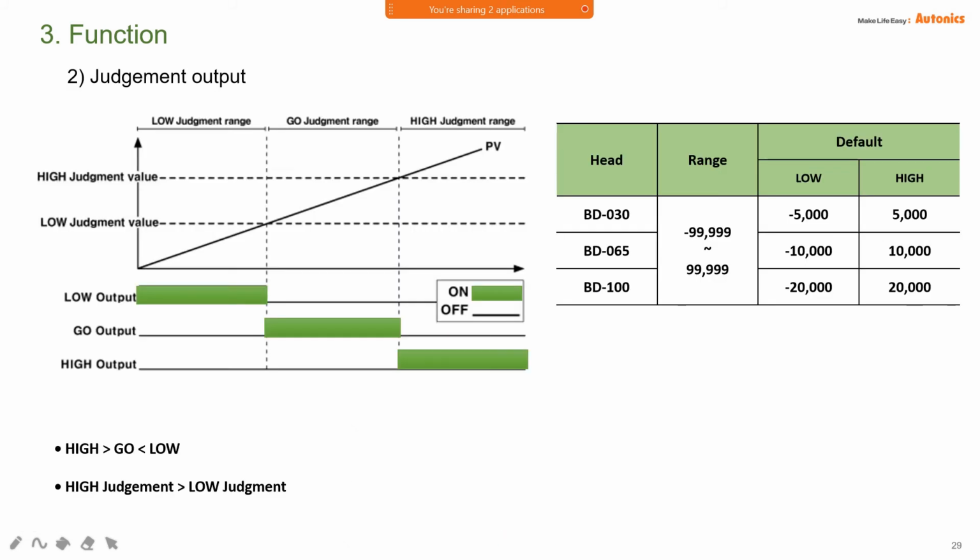Okay, for the judgment output, we have high, go, and low. So this one is the chart of the high, go, and low output. Normally the low value we turn on if below this low judgment range. And then after reaching the go judgment output in the middle, the go output will turn on. After that, if you choose the high output, the high judgment range will turn on. This one is setting for the judgment output.